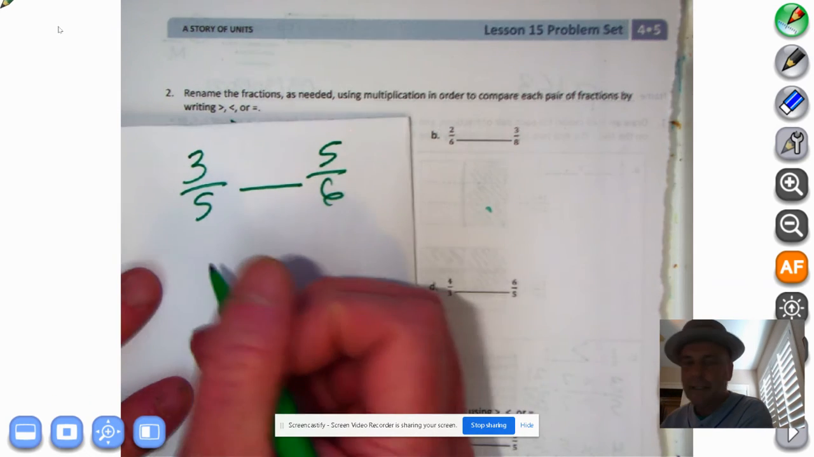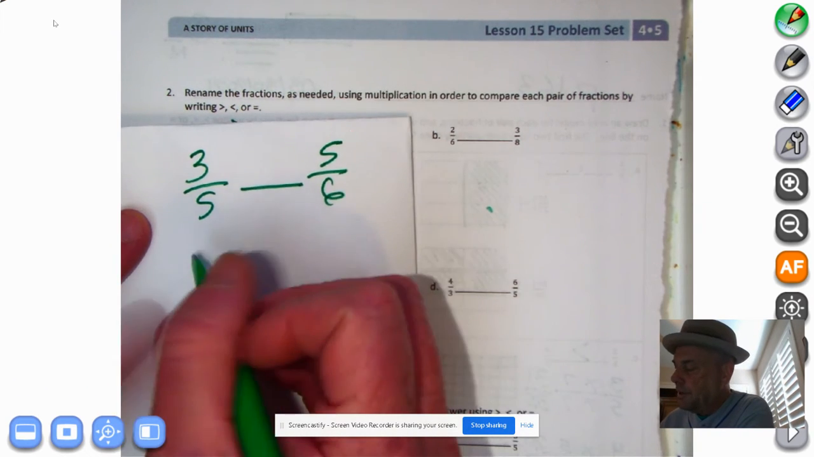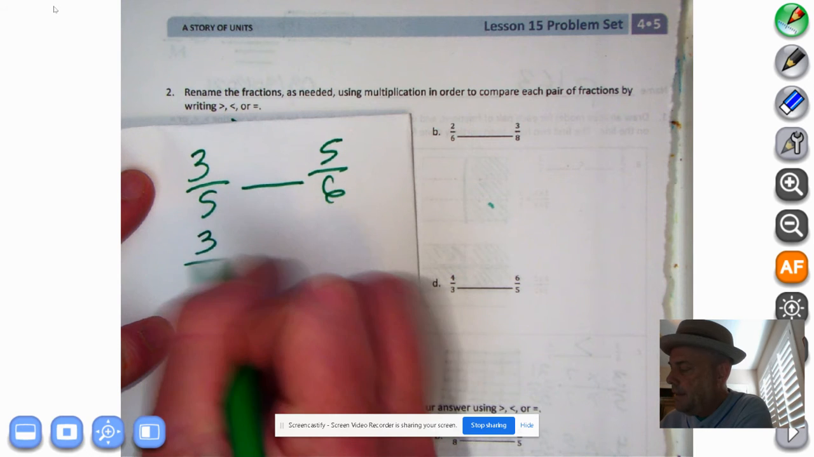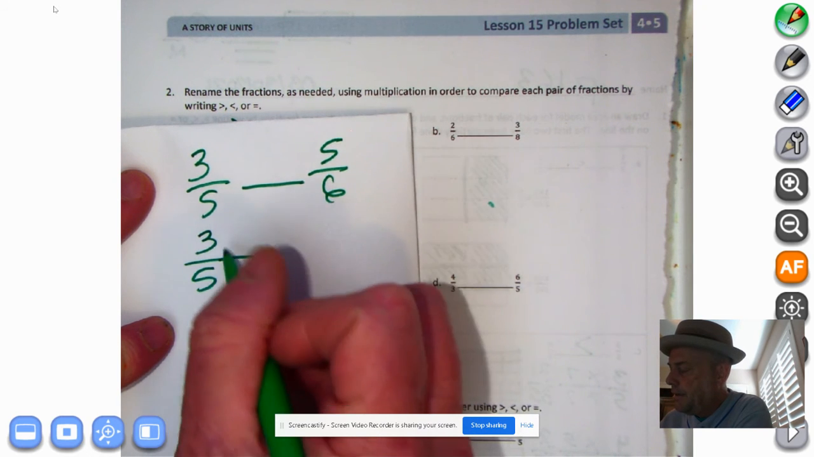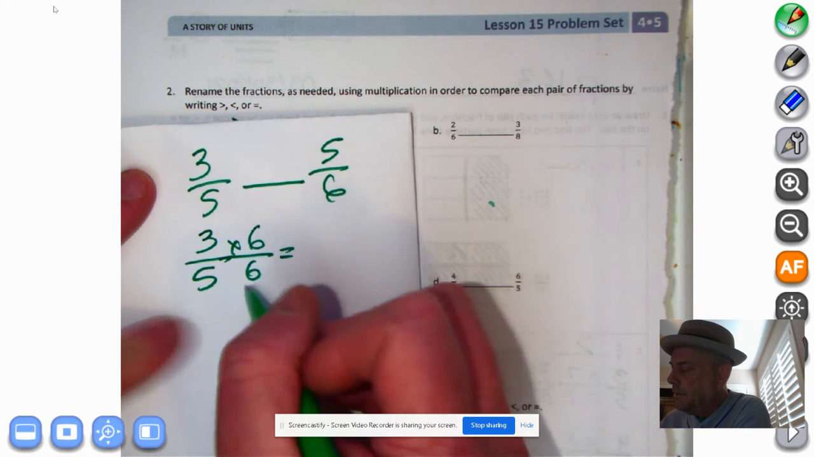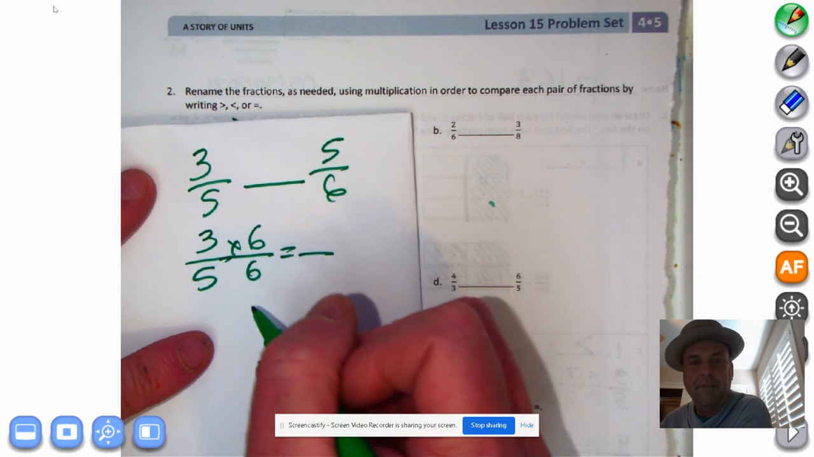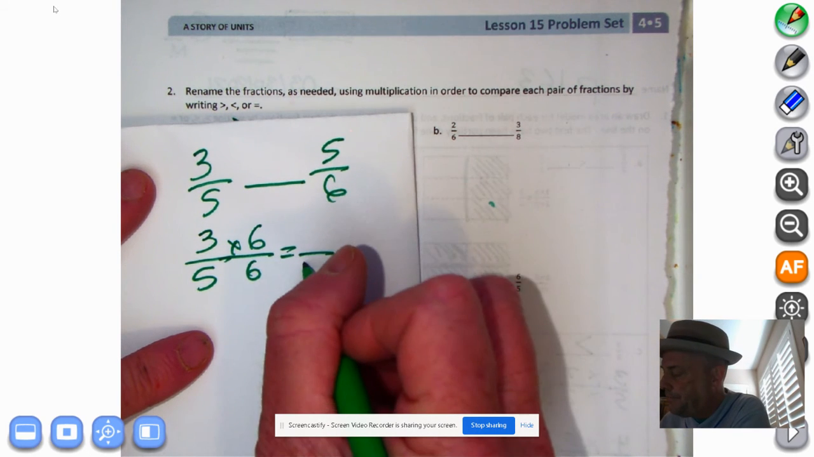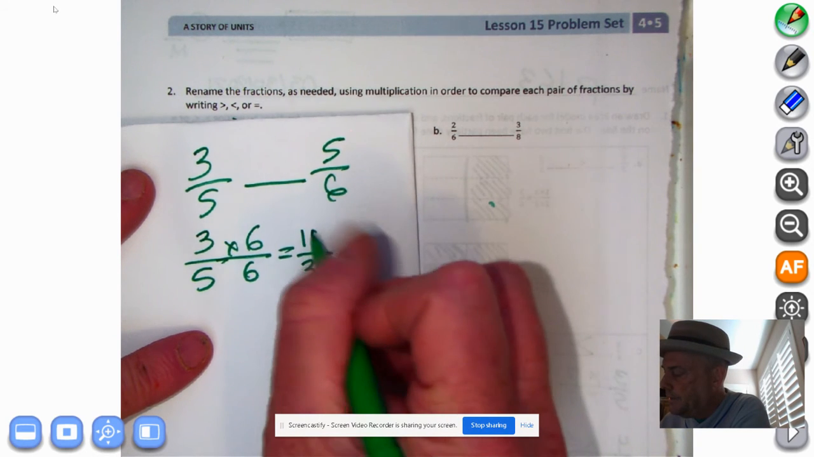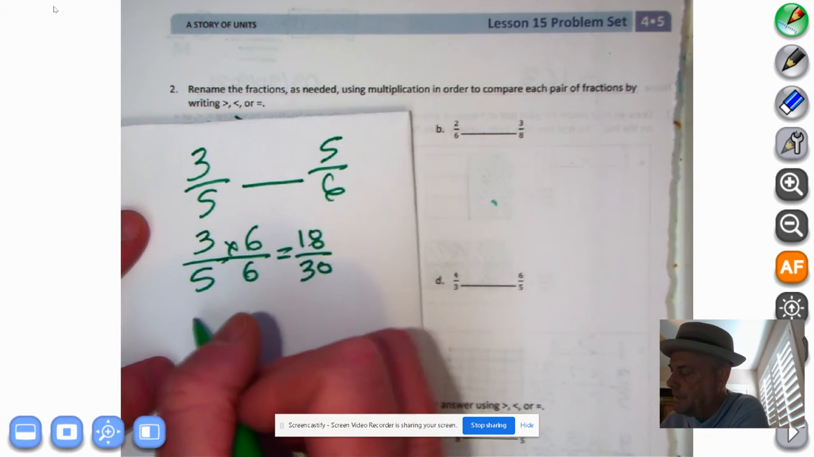So yeah, I messed up with my drawing. We're not going to do a drawing after all. So it's just 3/5. And what are we going to multiply by? We're going to multiply by 6/6. And what's that equal? Well, let's think about it. 5 times 6: 5, 10, 15, 20, 25, 30. And 3 times 6: 6, 12, 18. So we have 18 thirtieths.